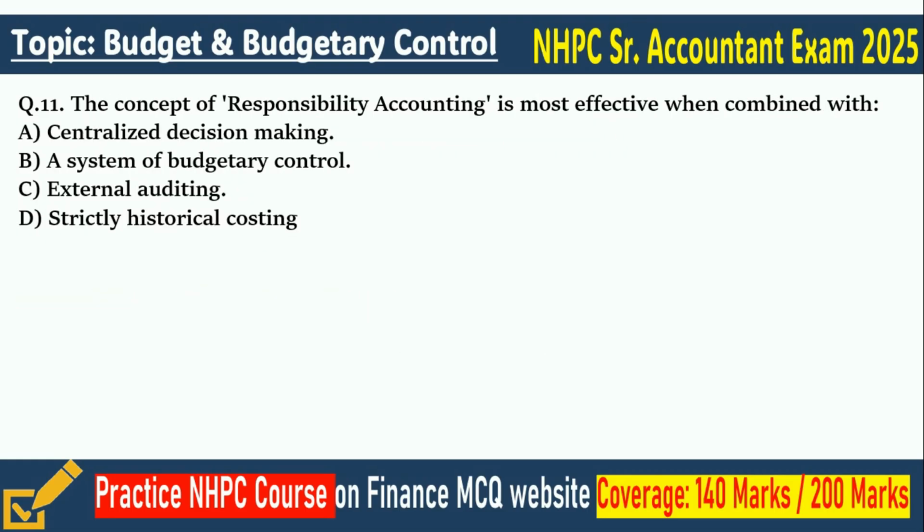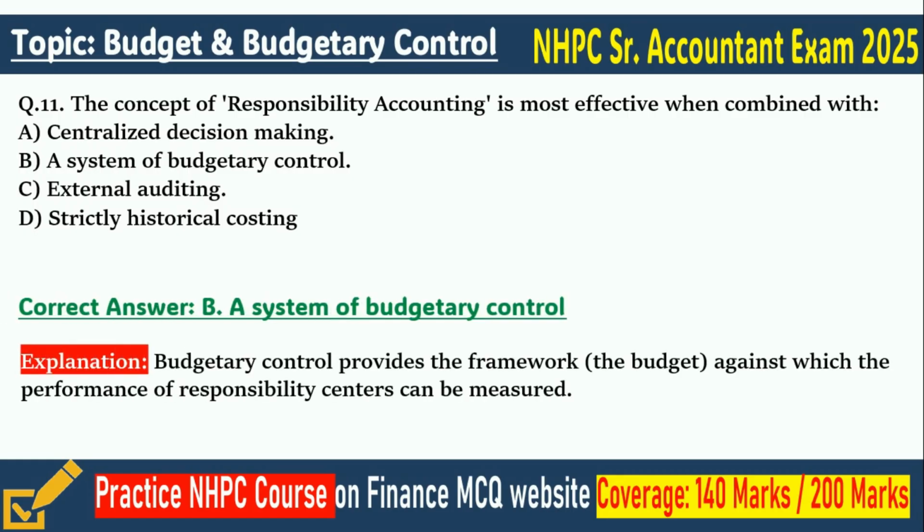Moving on, friends, next question. The concept of responsibility accounting is most effective when combined with option A, centralized decision making, option B, a system of budgetary control, option C, external auditing, option D, strictly historical costing. So, friends, here the most apt answer is option B, a system of budgetary control.